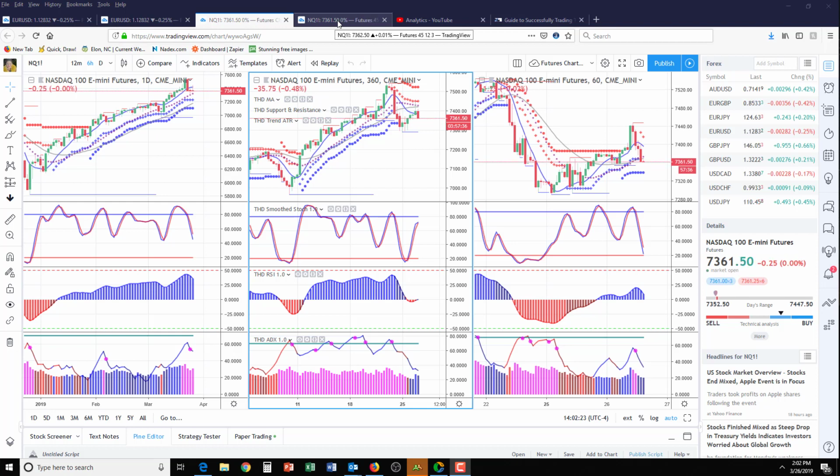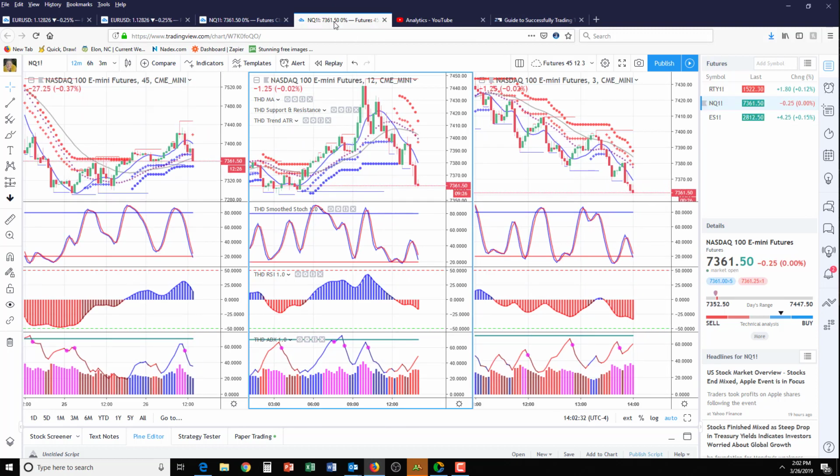Now let's go down to a lower time frame, because this is just my big picture overview, okay? And this is something you need to probably watch a couple of times if these patterns are new to you, because they play out over and over and over again. So now we go down to the 45, the 12, and the 3.